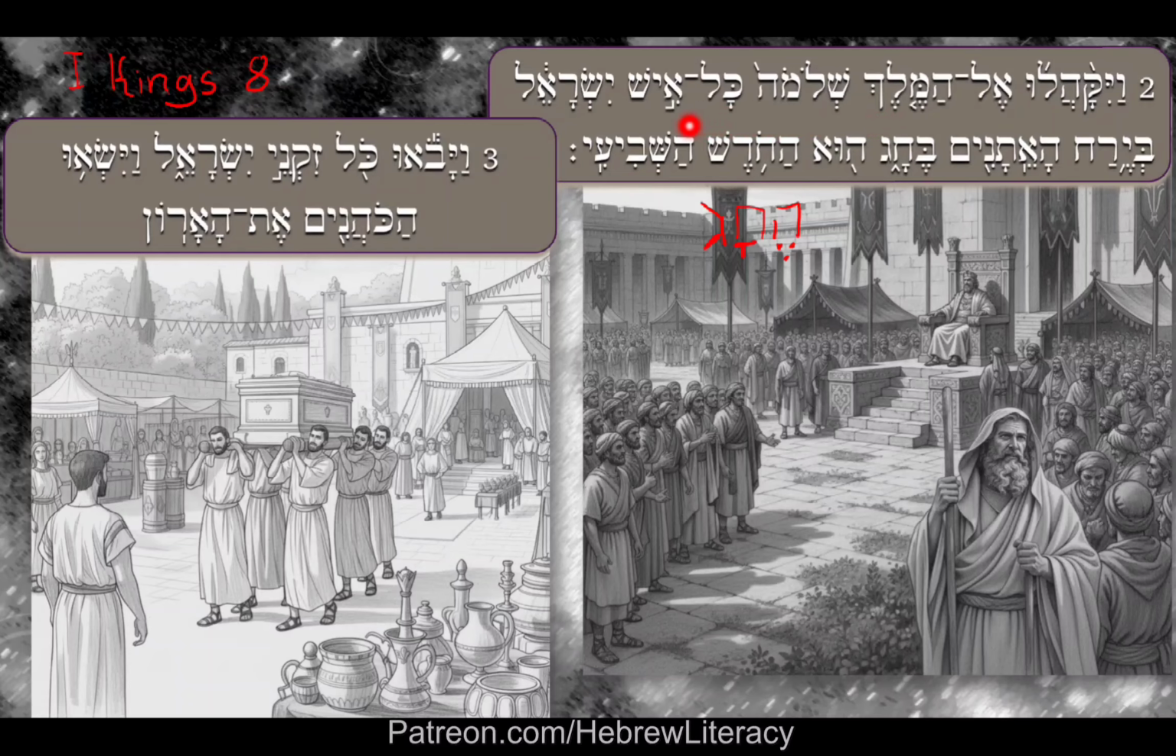Hu hachodesh hashevi'i. It, literally he, right, referring back to Chag, it is hachodesh, the month, hashevi'i, the seventh one. All right, continuing, verse 3.